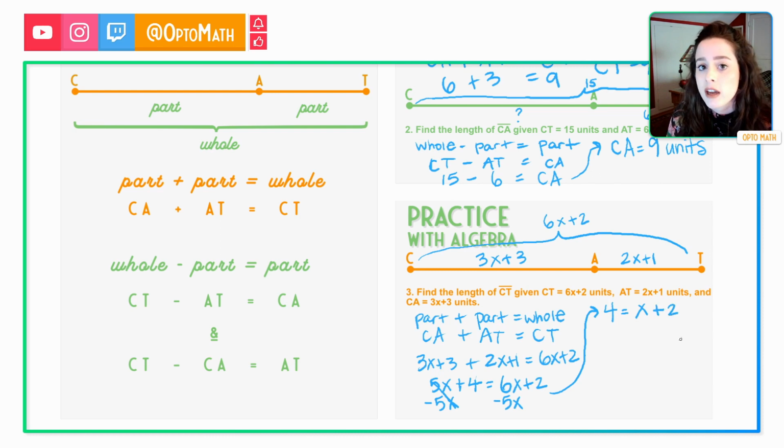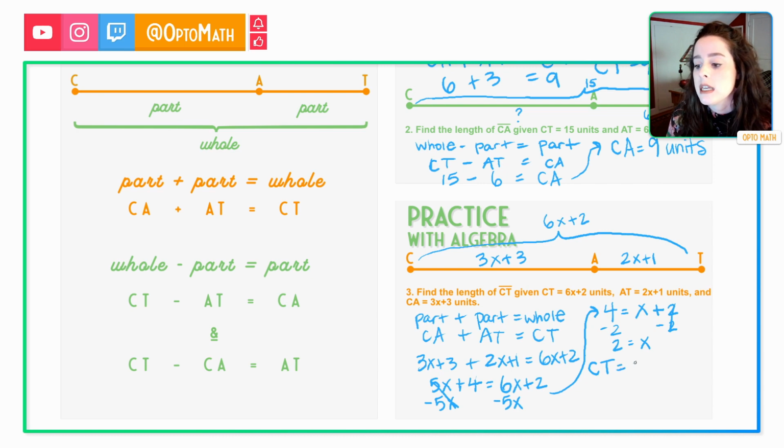There's one more step to find x. Let's subtract 2 from both sides. 2 minus 2 is 0. So the left-hand side is just an x, and 4 minus 2 is 2. Now we have x. One last step. Figure out what CT is by substituting into the original expression.